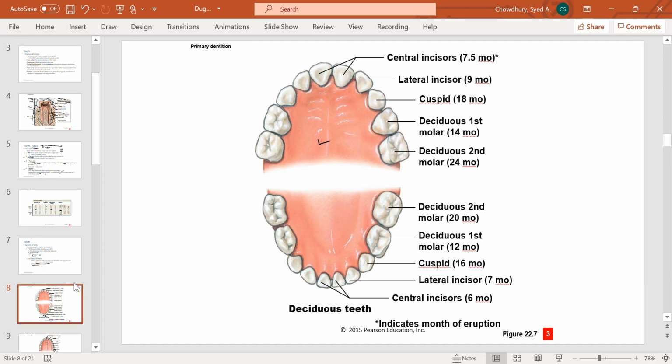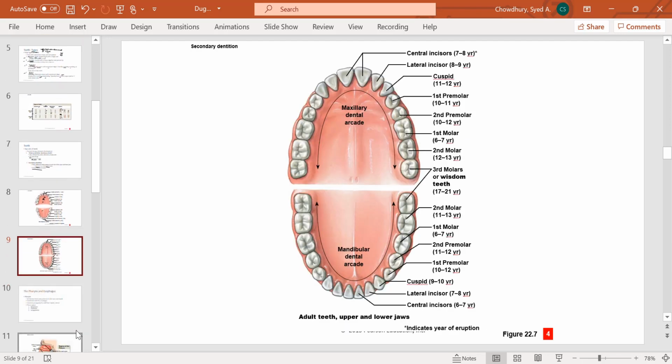Here you see 2 arches. This is the upper and this is the lower arch. So each arch has 16, right? Here these are actually deciduous, so each arch has 10. If you see half of the arch, it should have 5, right? 5, 10, and 10, 10, 20. So these are deciduous teeth.